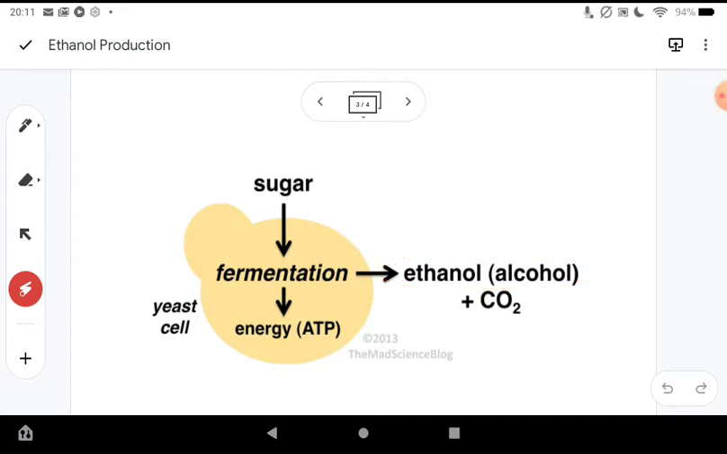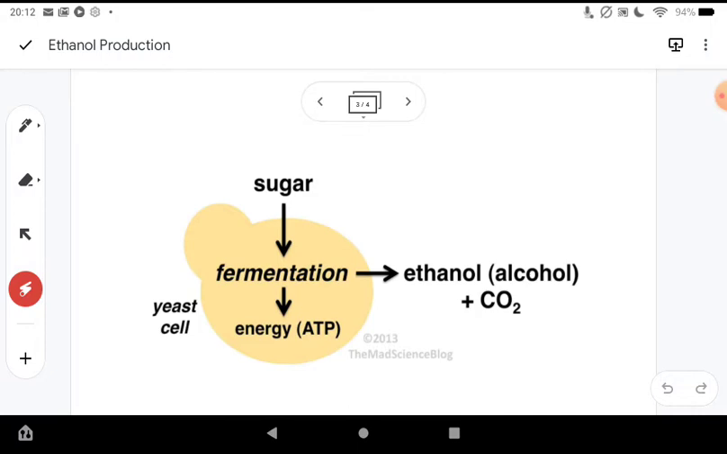Now, the problem with doing it this way is it has to be done in batches. So you can't just continuously produce ethanol. You have to put the yeast in, put the sugar in, put in whatever you're getting the sugar from. It could be all sorts of things like barley, for example, with beer. And you have to leave it for a couple of weeks, and then you would take it out and you would have to start from scratch again. So it's quite a time-consuming process, and it requires quite a lot of space to actually do. And it's also quite slow.